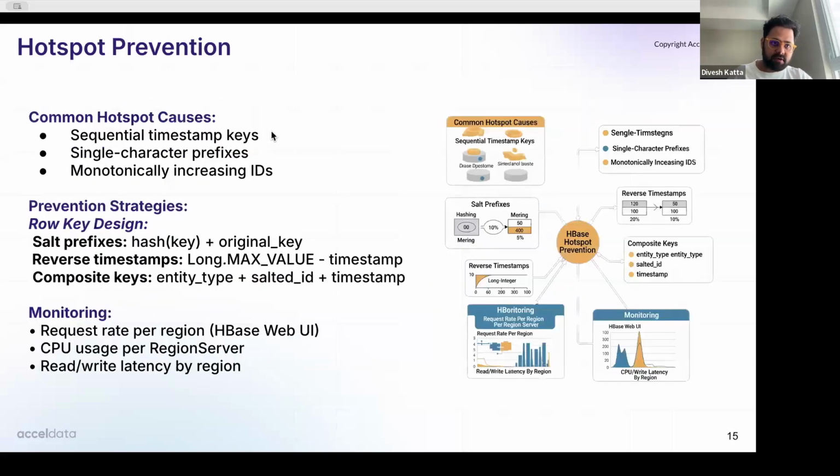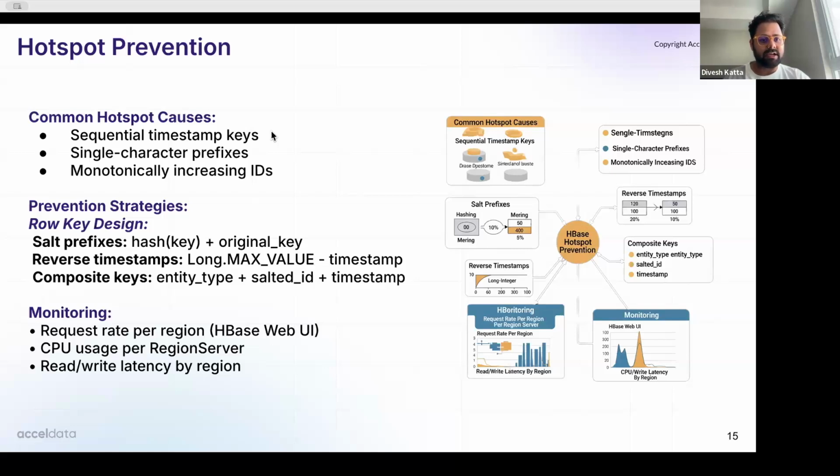Hotspot prevention. Hotspots are the enemy of the distributed system, and they are especially problematic in HBase because they can't be easily fixed after the fact. Prevention is everything. The classic example is using the current timestamp as a row key. Every write goes to the newest region, creating a hotspot that moves over time, but it is always there. It's like having a traffic jam that moves down the highway, still a traffic jam.